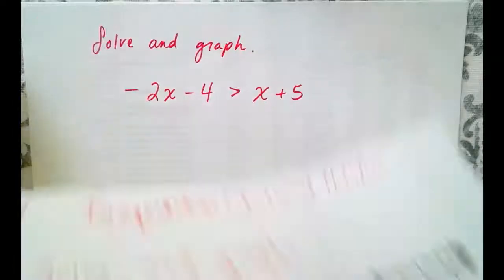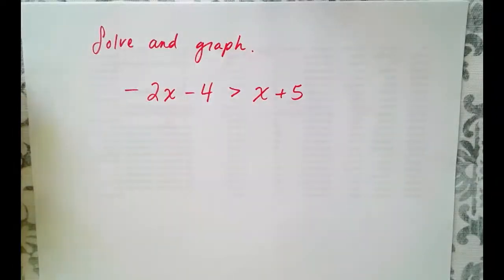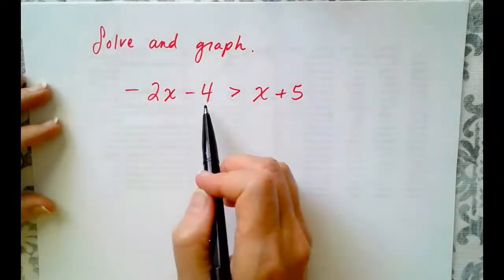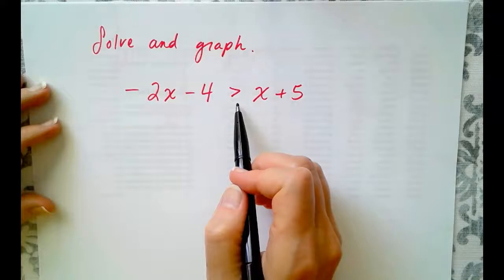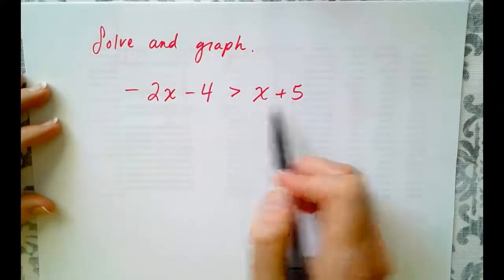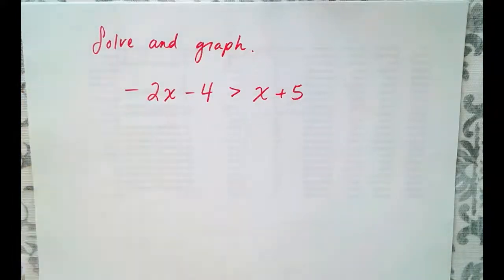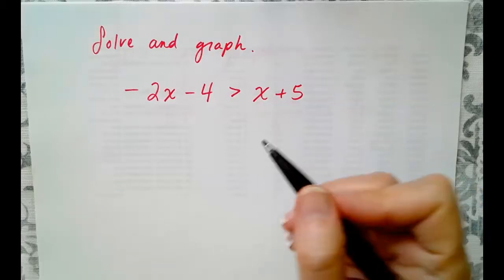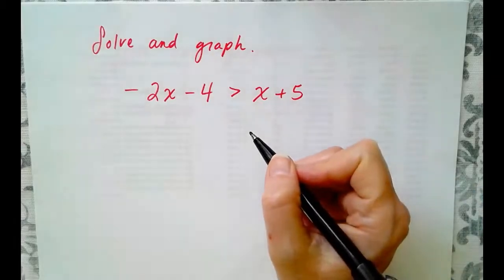Let's do another. So negative 2x minus 4 is greater than, strictly greater than, x plus 5. So we're still going to use those properties of equality, addition property of equality, subtraction property, multiplication property, division property, because our goal is to isolate the variable and then we'll be able to solve the inequality.